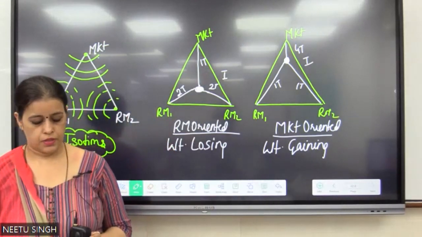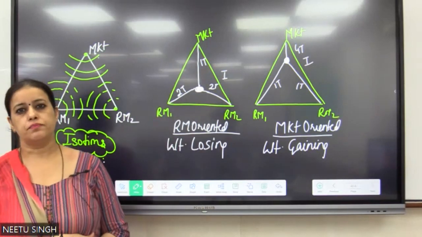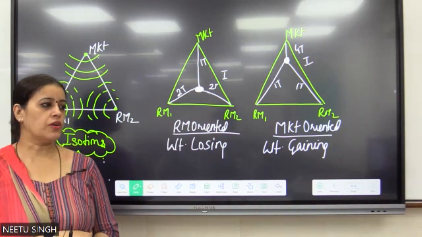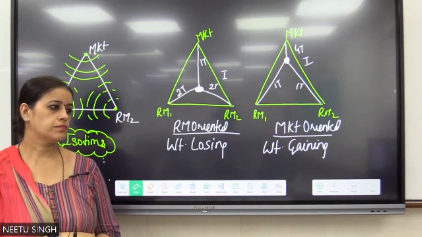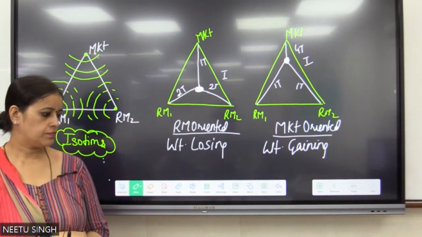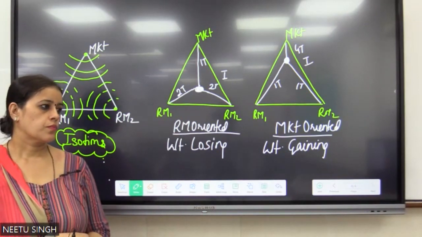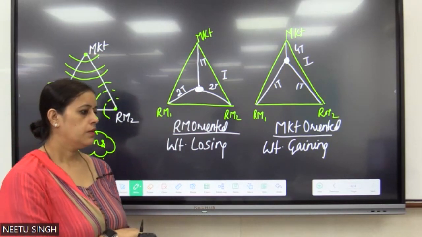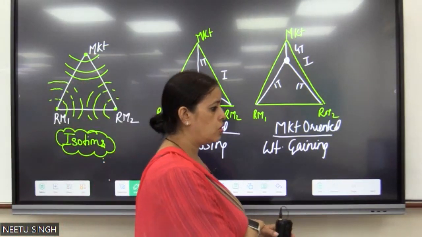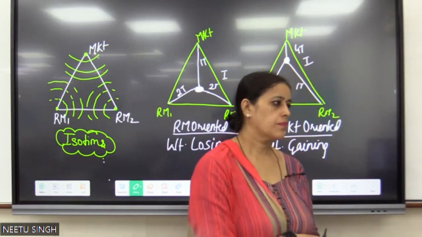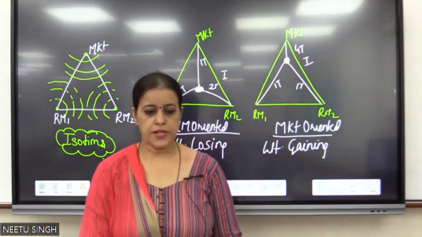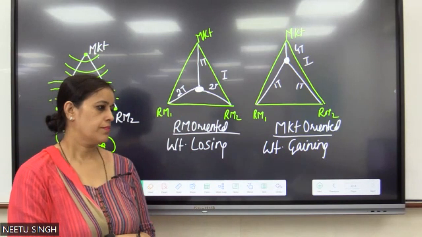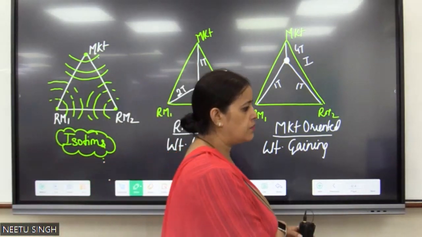Next point. Based on the combination of the values of isotims, two types of least cost locations were defined. Write them separately.